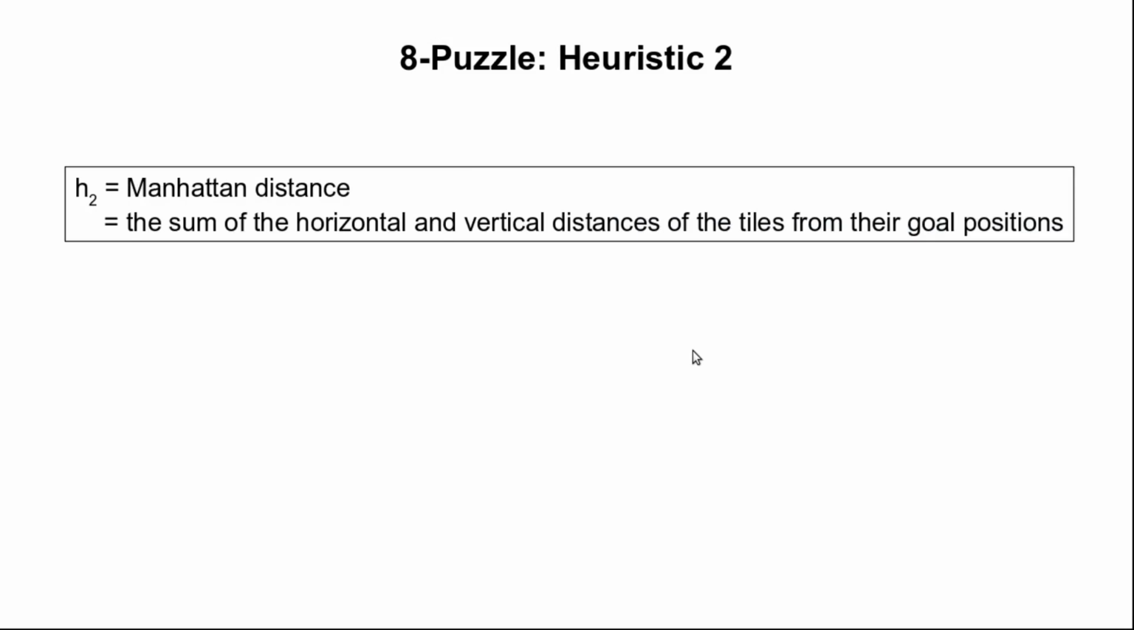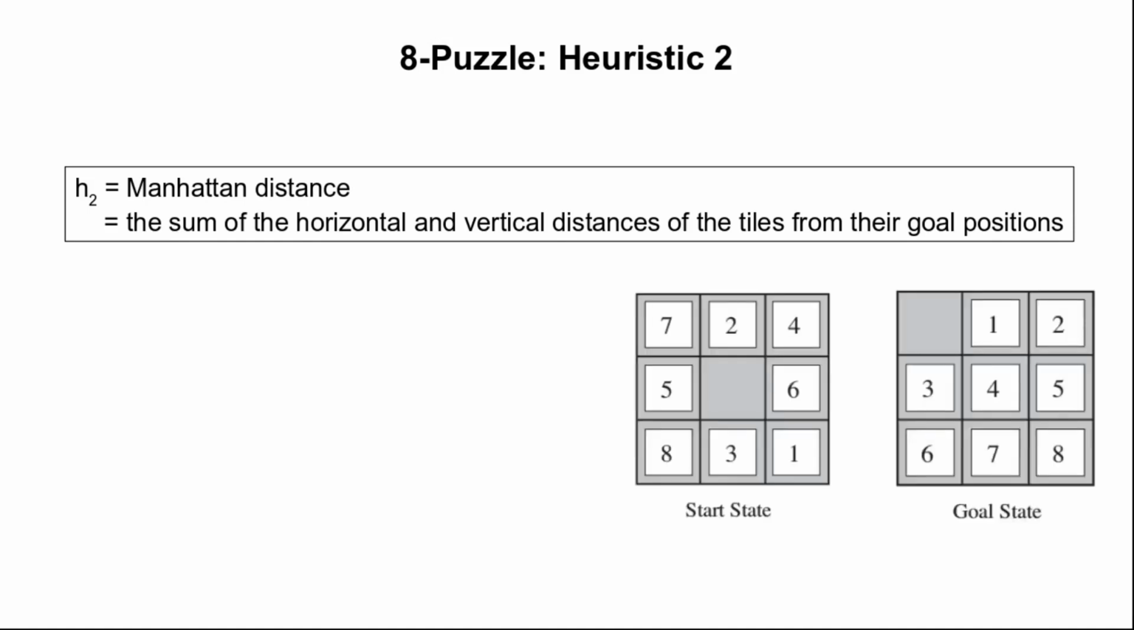A second possible heuristic function for the 8 puzzle problem is the Manhattan distance. So Manhattan distance is the sum of the horizontal and the vertical distances of the tiles from the goal positions. So again, let us look at this given start state and the corresponding goal state. So if you consider tile number 7, in the start state it is present in the first row first column, whereas in the goal state the position is third row second column.